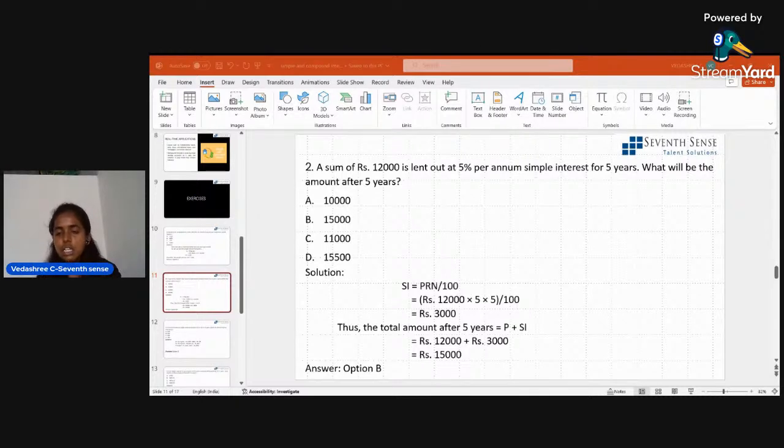So 15,000 is the amount we need to pay back to the bank or any organization from which you borrowed the money. Understood? Understood the problem?